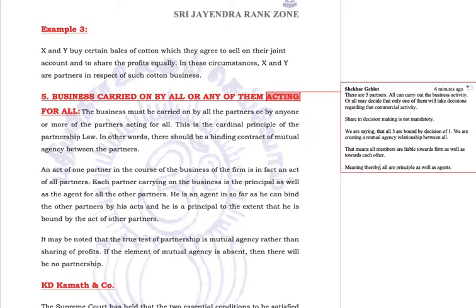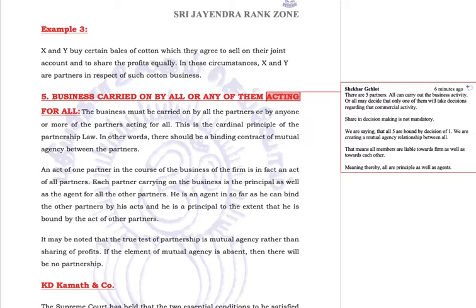Okay, this is the agency. This is a feature of mutual agency. What is a feature of mutual agency? An act of one partner in the course of business of the firm is in fact an act of all the partners. What one is doing, it is assumed that others are also doing that same thing. Each partner carrying on the business is the principal as well as an agent for all the other partners.